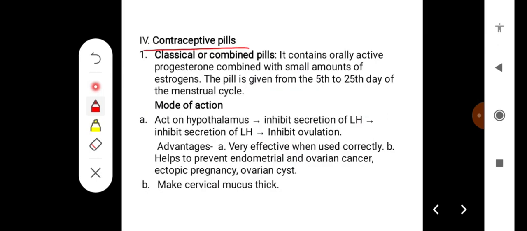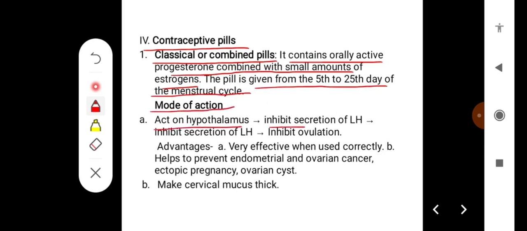The other method is contraceptive pills. The pills can be of different types, classical or sequential. Classical or combined pills contain orally active progesterone combined with small amounts of estrogen. The pill is given from the 5th to the 25th day of the menstrual cycle. The mechanism of action is that they act on the hypothalamus and inhibit the secretion of LH, and inhibition of LH leads to inhibition of ovulation. That is, they prevent the LH surge.